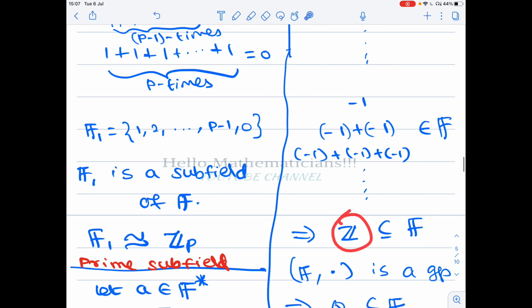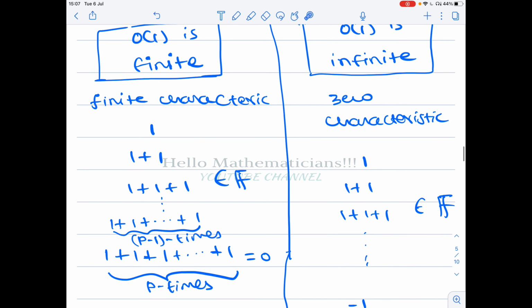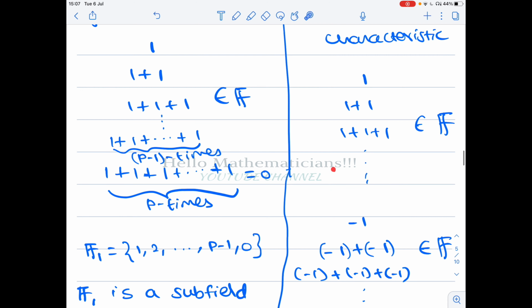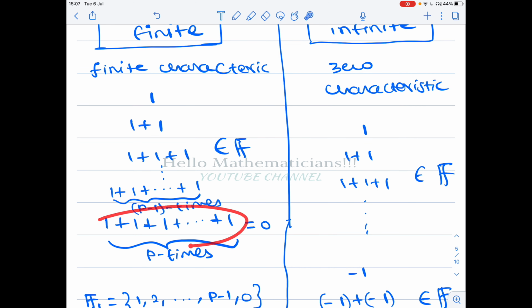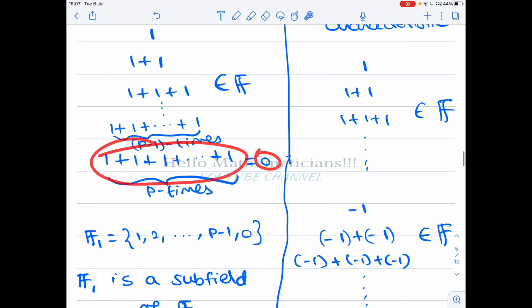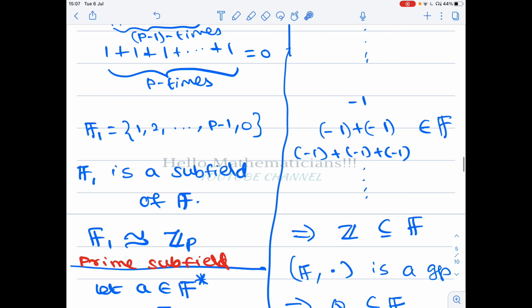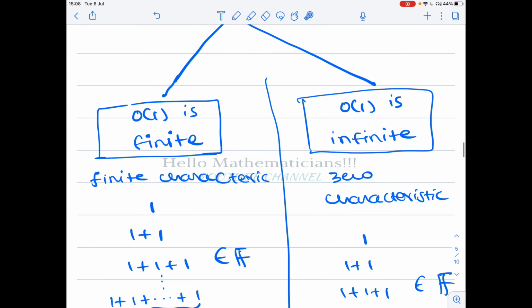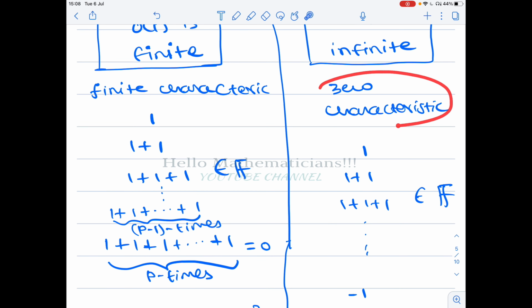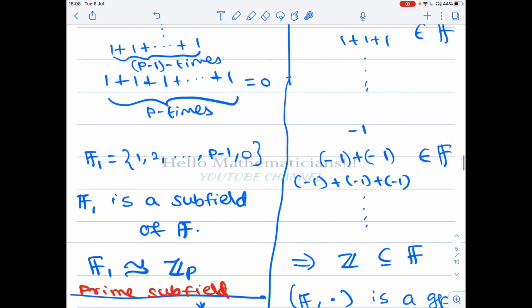Why did we get Z? Since the order of 1 is infinite, this sequence doesn't stop. Here the order of 1 is finite, so this sequence stops here. You got 0 here, so you get only finitely many elements in the prime subfield. If the characteristic is finite, you get only finitely many elements in the prime subfield. If the characteristic is 0, you get infinitely many elements.